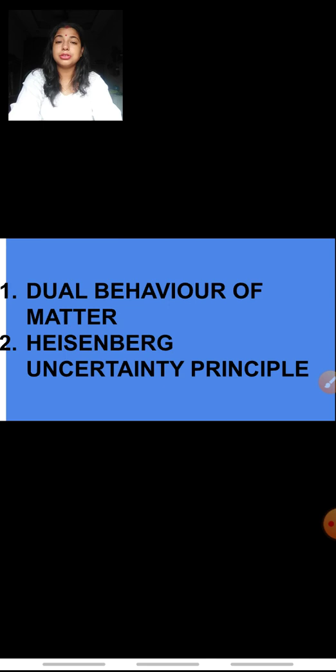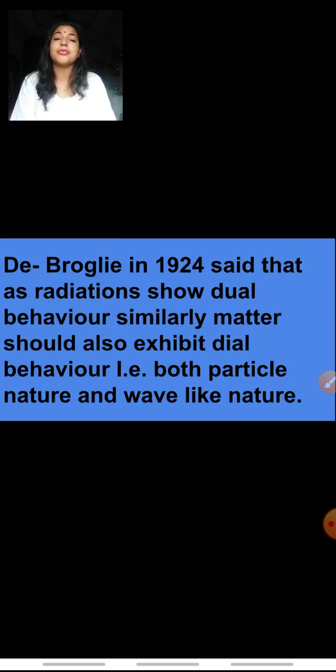According to the developments that led to the quantum mechanical model, there were two: the dual behavior of matter and the Heisenberg uncertainty principle. Now, what is meant by dual behavior of matter? In the year 1924, de Broglie said that as radiations have dual behavior, similarly matter should also exhibit dual behavior, that is both particle-like and wave-like nature.